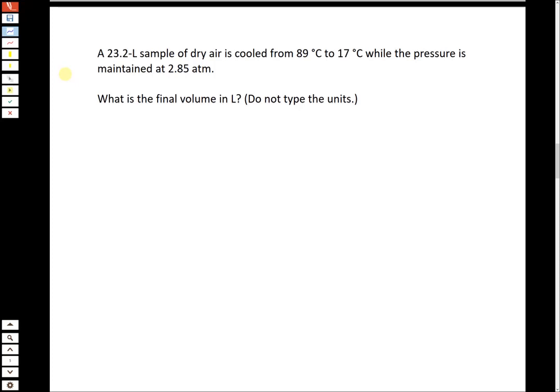All right, so here we have a 23.2 liter sample of dry air, which means that it doesn't have any water in it, basically. And it's cooled from 89 Celsius to 17 Celsius, while the pressure is maintained at 2.85 atmospheres. What is the final volume in liters?